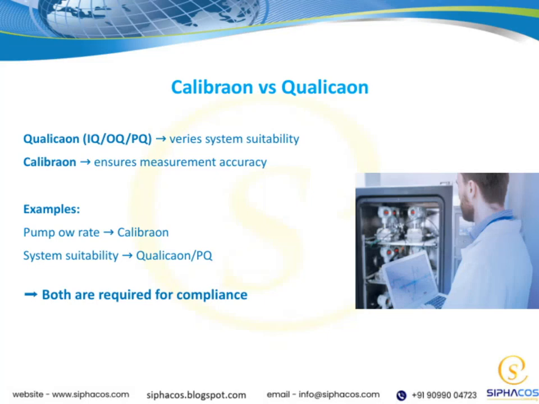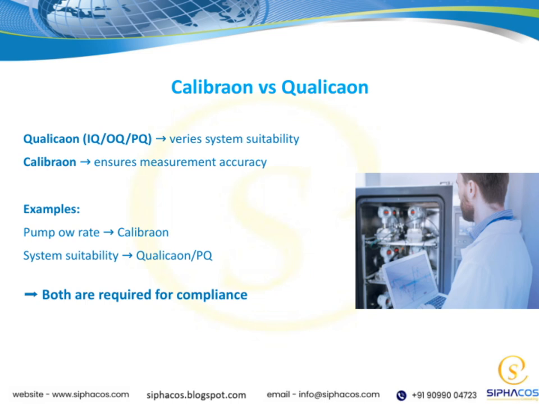Let's take a closer look at calibration versus qualification. Qualification, which includes IQ, OQ, and PQ, is all about verifying that the system is suitable for its intended use. It's like giving the system a checkup to ensure everything is set up correctly and functions properly. On the other hand, calibration focuses specifically on measurement accuracy. It's about ensuring that the measurements we get from equipment like sensors or pumps are precise and reliable.